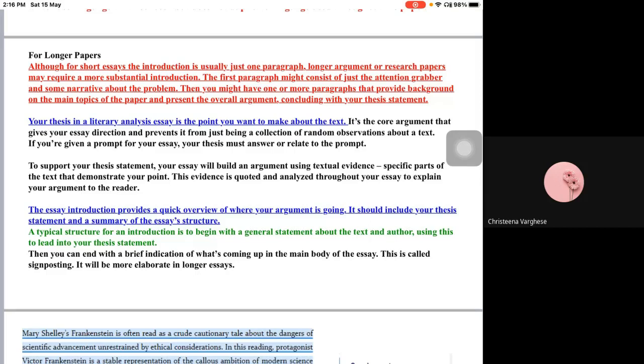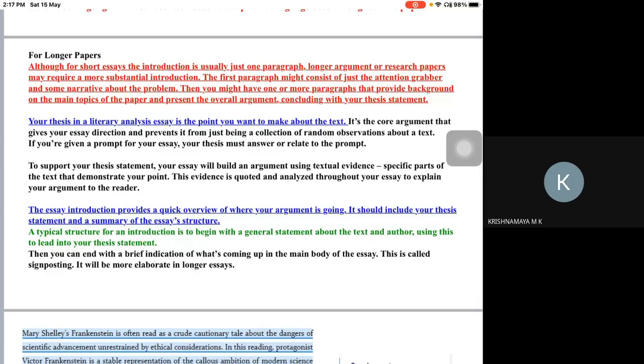The essay introduction provides a quick overview of where your argument is going. It should include your thesis statement and a summary of the essay's structure. So the person reading your introduction should understand very quickly, when they read your introduction, what this student is talking about. Okay, what is being talked about in this particular essay? And that is got from the thesis itself. And also it covers a quick overview of the structure of your essay.